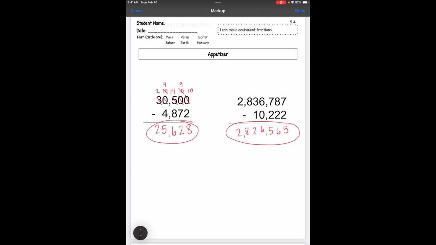All right, we are going to continue growing our knowledge with equivalent fractions. So go ahead and turn to main dish part 1 so we can get started.